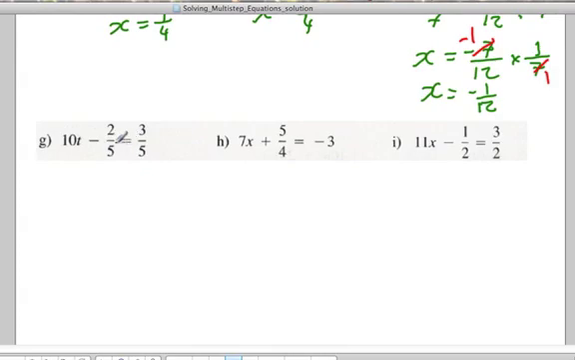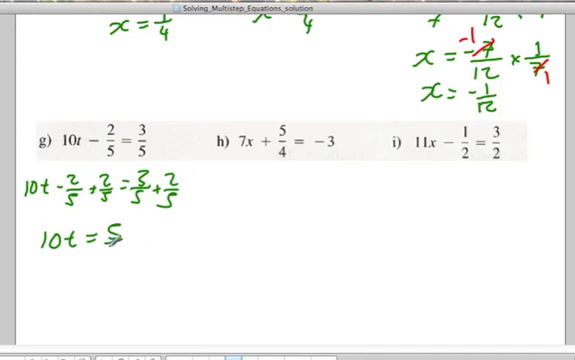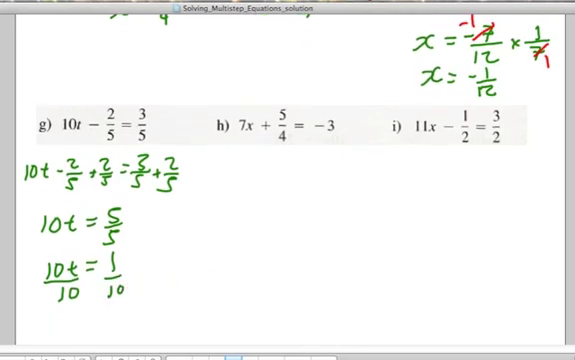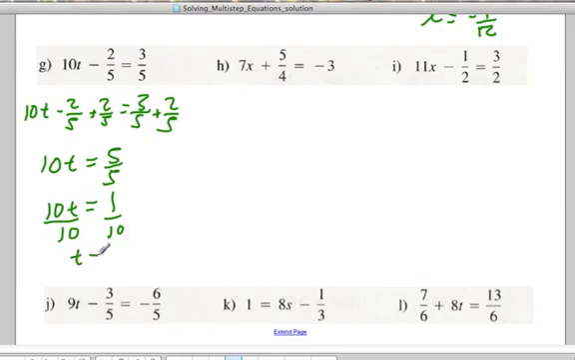For g, we're going to add 2/5 to both sides, so 10t minus 2/5 plus 2/5 is equal to 3/5 plus 2/5. So 10t is equal to, 3/5 plus 2/5 is 5/5, or 1. So 10t is equal to 1. Divide both sides by 10, and you get t is equal to 1/10.